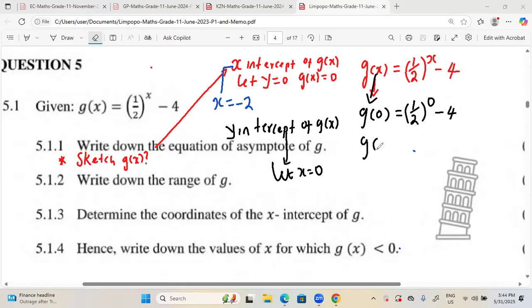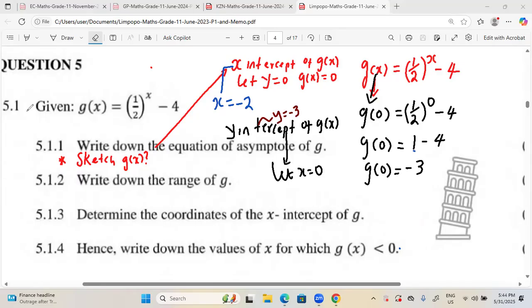g of 0 equals 1 over 2 to the exponent 0, it's 1. Any number to the exponent 0, it's 1. 1 minus 4. g of 0 is equal to negative 3. So the y-intercept is negative 3.